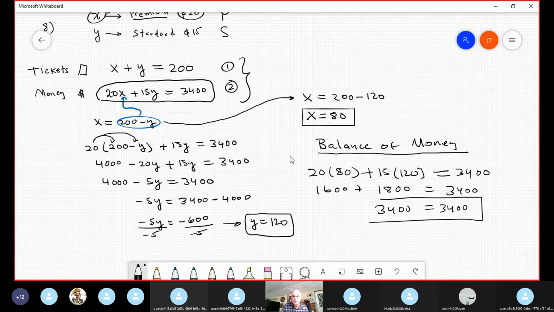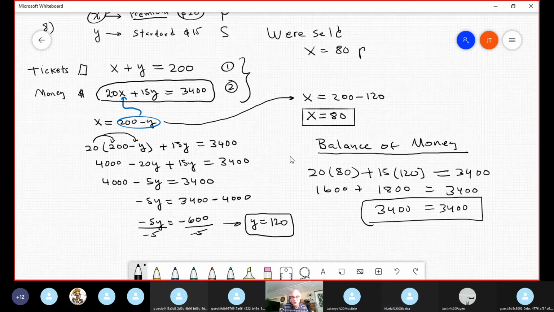Okay? This is my final answer. My final answer is: were sold X equal 80 premium tickets, and Y is equal 120 standard. End of the story.